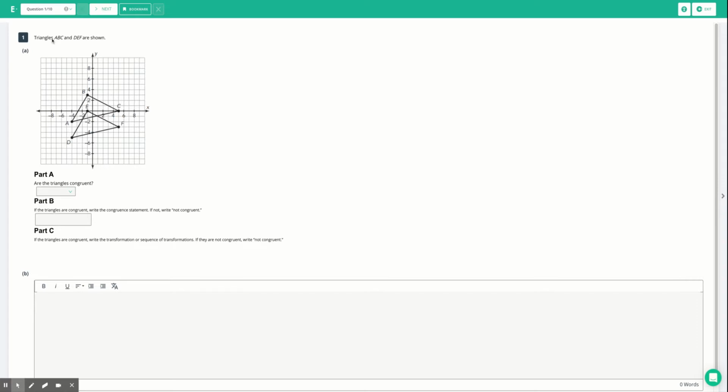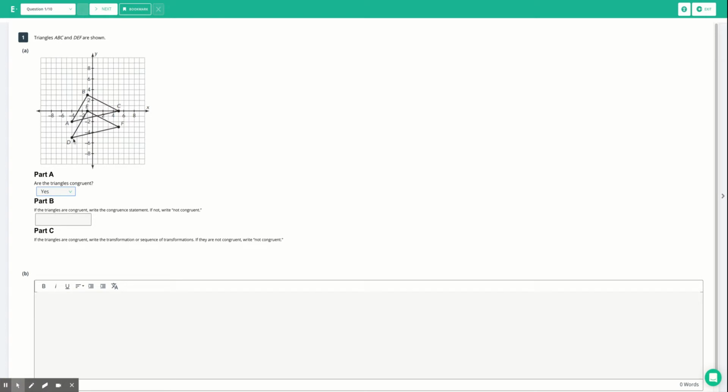Question number 1, triangle ABC and triangle DEF are shown. The first thing to remember is that if it is written as ABC and DEF, A and D are corresponding points, B and E are corresponding points, and C and F are corresponding points. The way you write the name of the triangle is very important because the name itself tells us which points match up. It's going to ask, are the triangles congruent? And we're going to say yes, they are congruent.